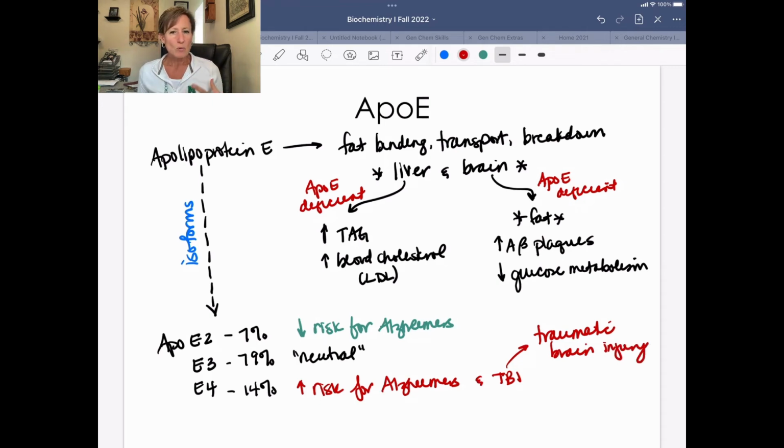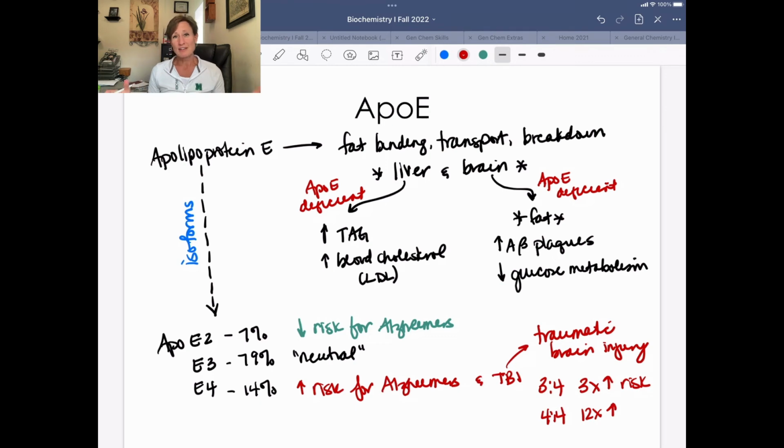Since you get an allele from each of your parents, an allele from mom and an allele from dad, when people talk about their ApoE status, they usually use two numbers to indicate the two alleles that they have. For example, if you are 3-3, that means you have neutral alleles from both of your parents. If you're 3-4, that means you have one neutral allele, and another allele that potentially provides an increased risk for both Alzheimer's and traumatic brain injury. And here's how the numbers bear out. If you are 3-4, you have a 3 times increased risk for Alzheimer's disease and traumatic brain injury. And 4-4 is about a 12-fold risk.